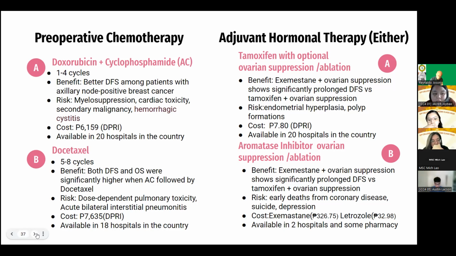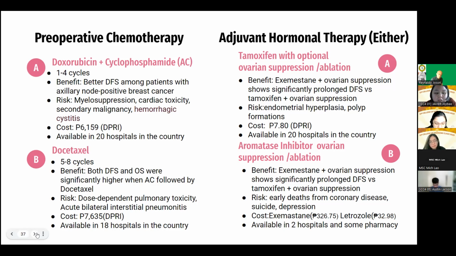So the cost: the doxorubicin is 549 times 2 vials per cycle times 4 cycles. And then the cyclophosphamide is 220 times 2 vials per cycle times 4 cycles. So the total is 6,159. This is from the DPRI. And it is mostly available in 18 to 20 hospitals in the country.